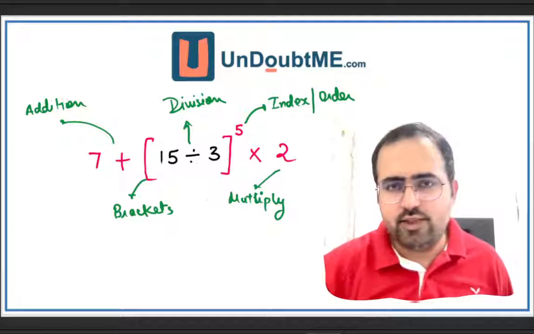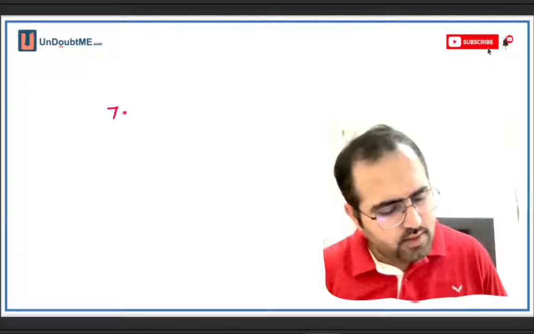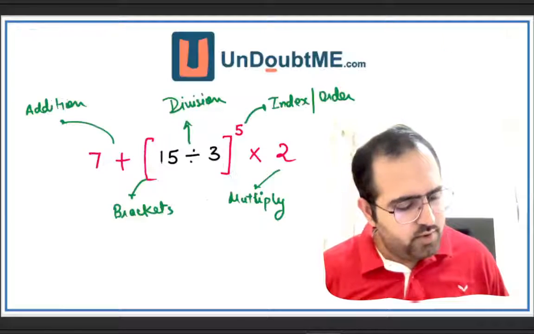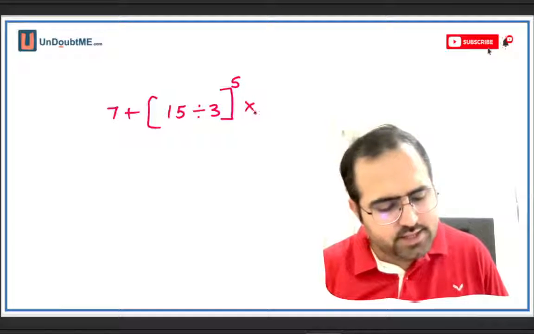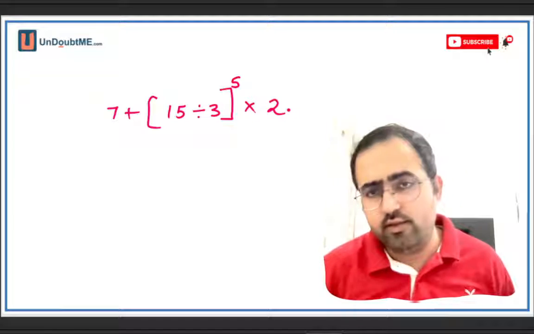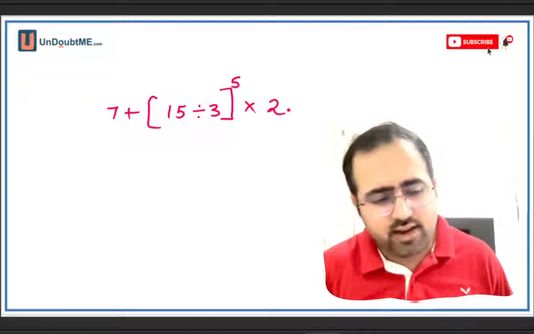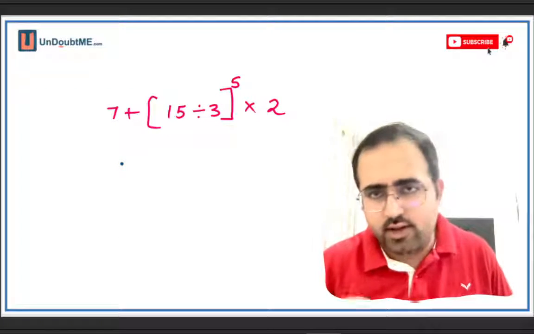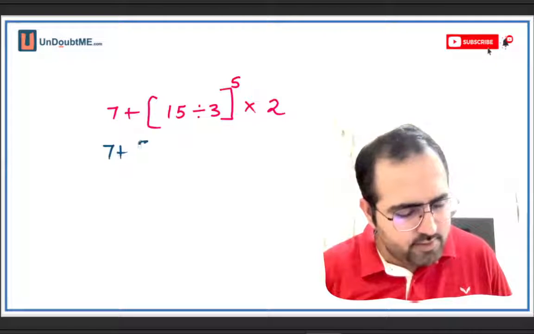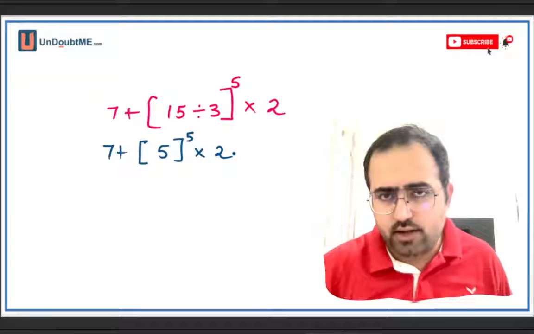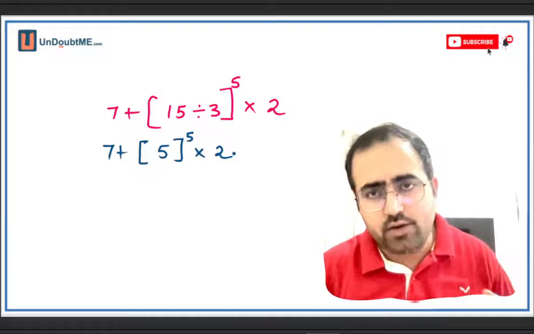The question was 7 plus 15 divided by 3 raised to the power 5, and that is times 2. We need to follow the proper order, and that order is Bodmas. Bodmas states that first we have to solve the bracket. So first we solve whatever is written in the bracket. I'll write it like this: 7 plus 15 divided by 3, that will be 5 raised to the power 5 times 2.